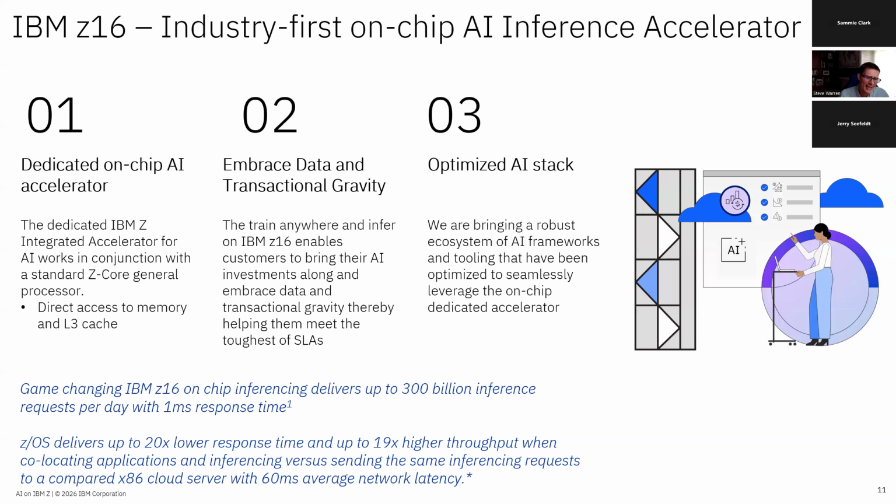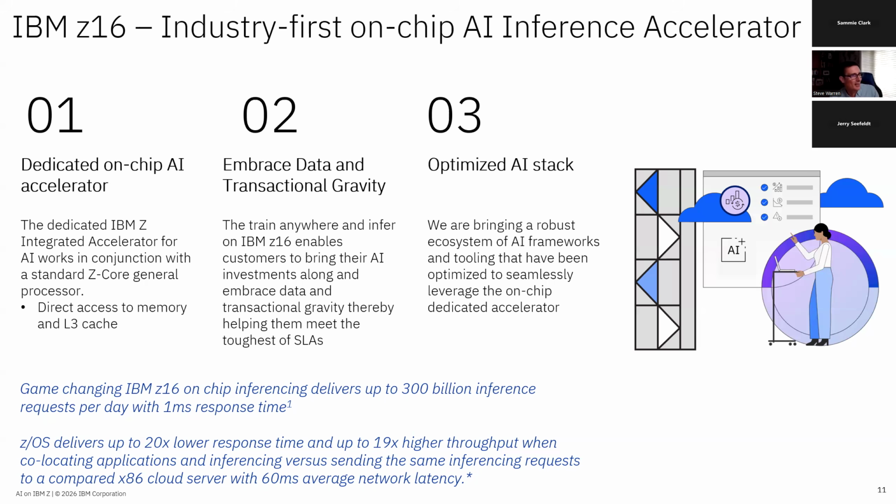By doing that, it's really a game changer, because on a fully configured Z16 machine I'm now able to deliver up to 300 billion inferences per day, all of them with an average response time of 1 millisecond. That is mind-boggling. It is amazing for machine learning and for deep learning models. So how does that compare to going off platform?